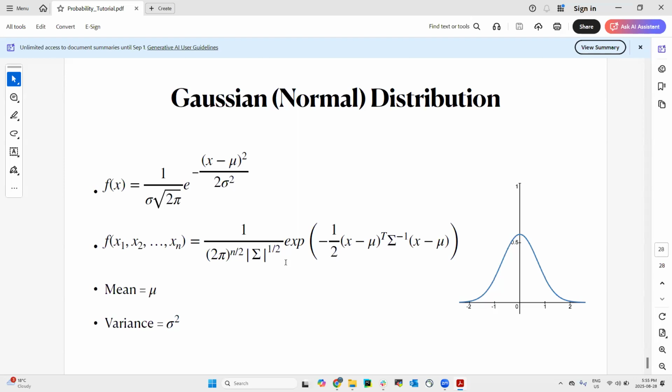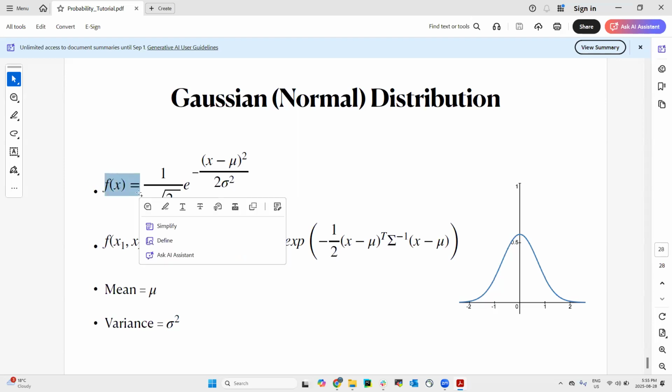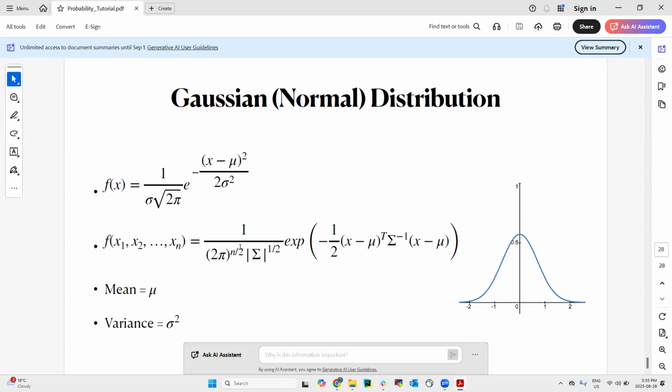That's the beauty of the Gaussian distribution, because this is how it looks. It looks a little bit weird if you have never worked with it. It's like 1 over something. This is for the one-dimensional case. This is for the multi-dimensional case.